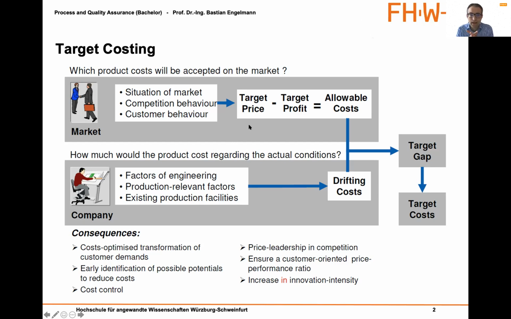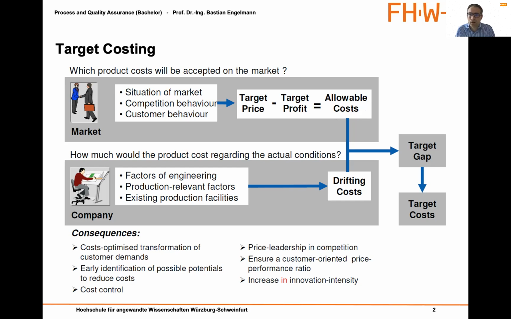What we then do is, for example from management, we have a target for our profit, and this is usually a percentage rate, maybe 40% or 20%. It depends on the business case. We subtract the target profit from the target price, and what we get then are the so-called allowable costs for our product. The costs which are allowed by our management and the market.